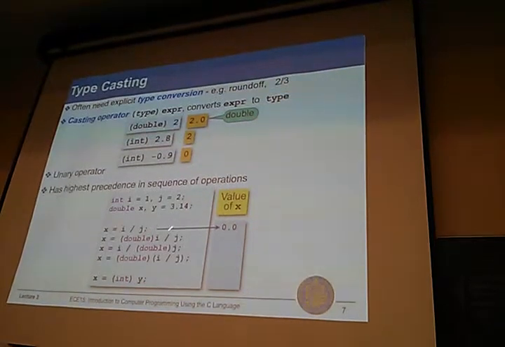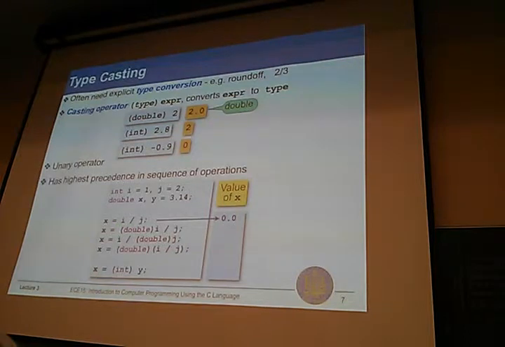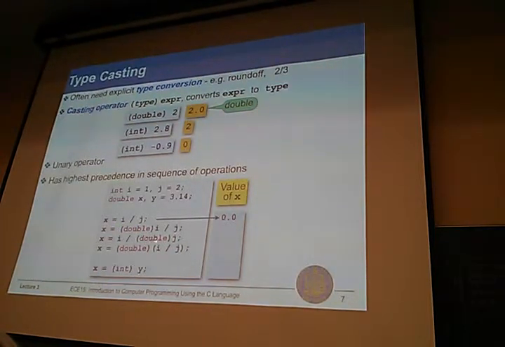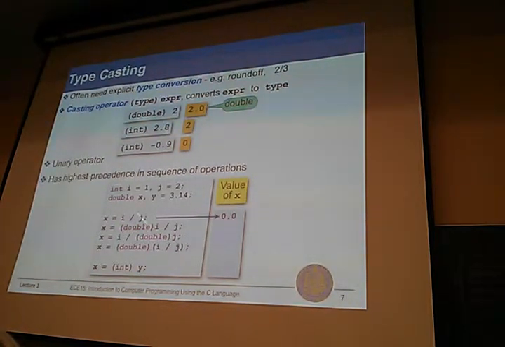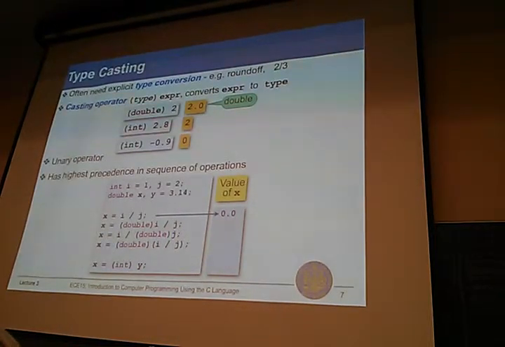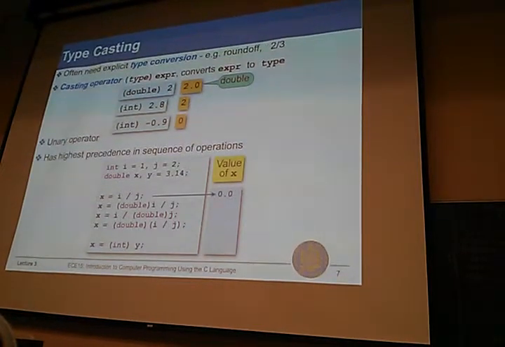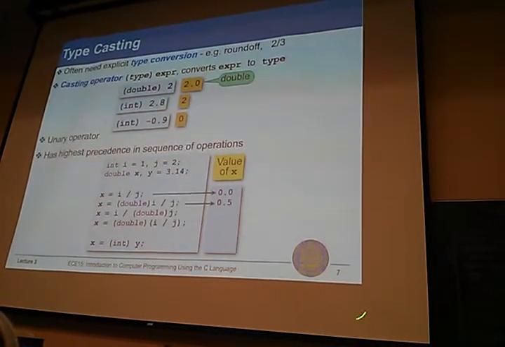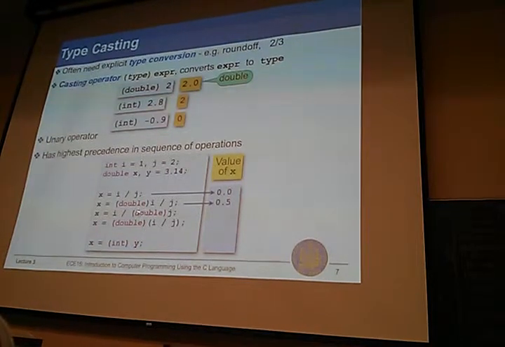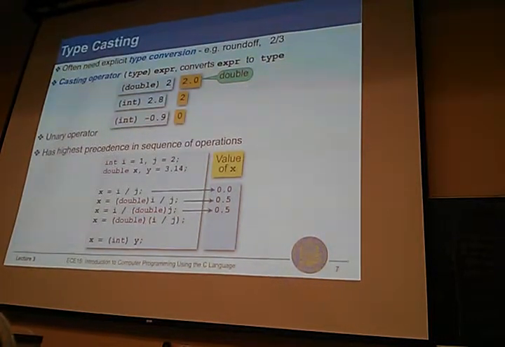So let's say we actually wanted this to be a real number operation, or a double operation. We can do that by casting. We can cast i into a double, and now this division operation gets upgraded to a double operation, as we saw last time. The resulting value will be 0.5. Similarly, we could have cast j, and in that case we would have upgraded that division operation to a double.